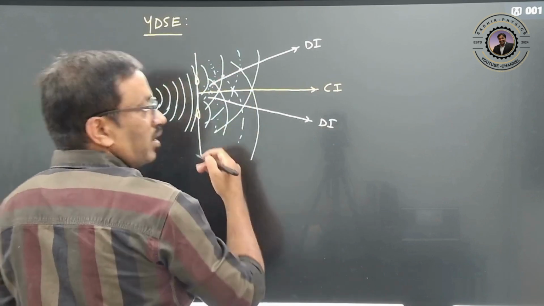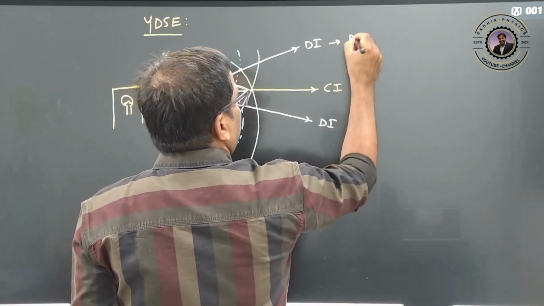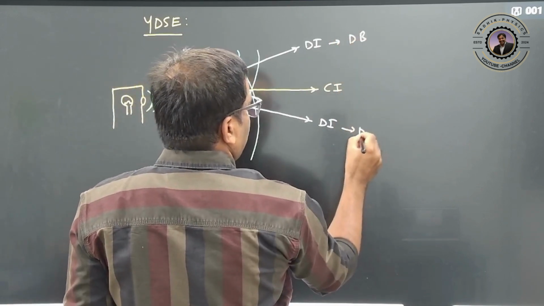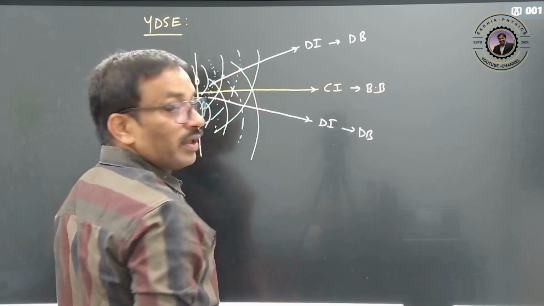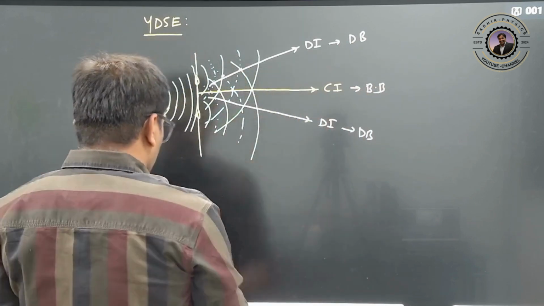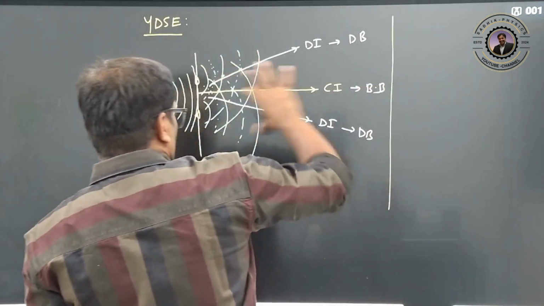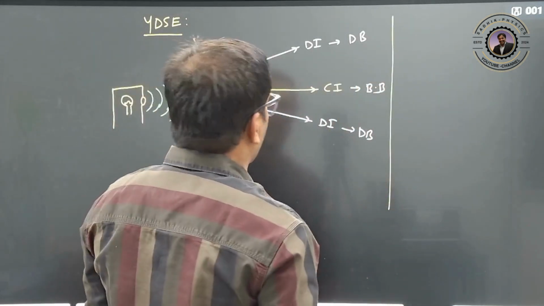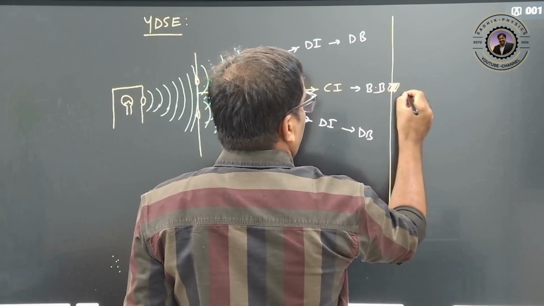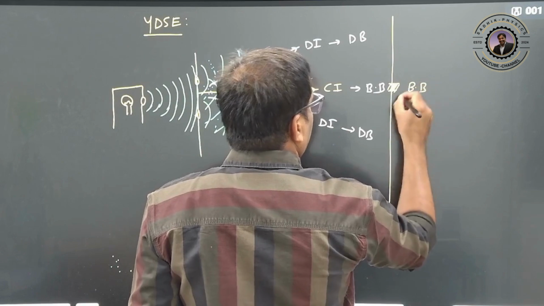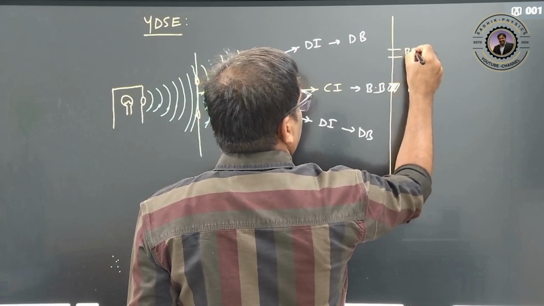Again crest and crest, trough and trough, it will form like that. So this is destructive interference, dark bands, and this is a bright band. If the superposition of these waves falls on the screen, then at the center point bright bands are created. Then, followed by some gap, again one more bright band is formed here.